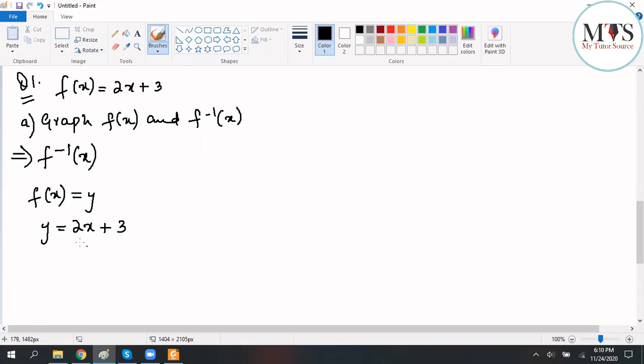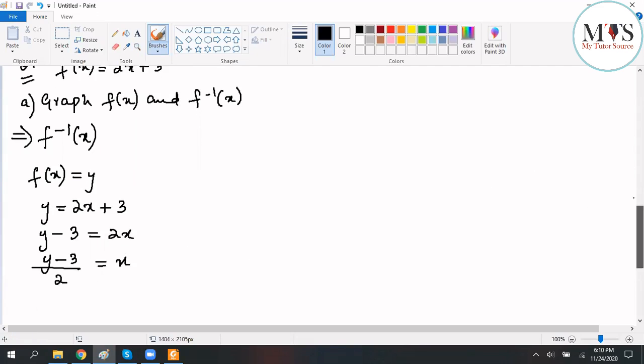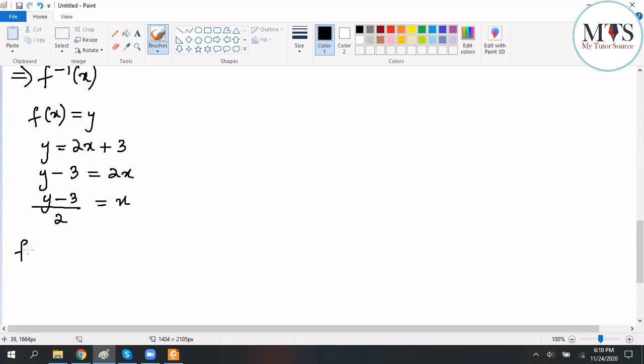So now I have to put the 3 on the left side, so it'll be y minus 3 equals 2x, and then divide both sides by 2. That's right. So now x is the subject, and we replace x with f inverse x and y with x. And this is our inverse function. Okay?